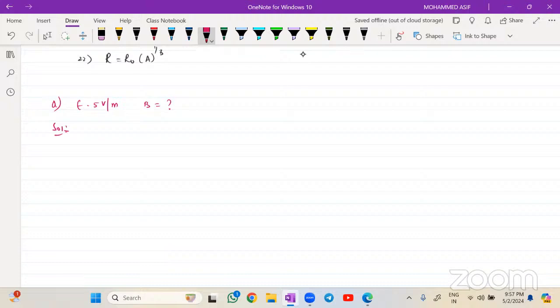Anyone? What answer are you getting? The electric field vector is given, and the magnetic field vector is asked. What is the option? Magnetic field vector is equal to electric field vector divided by speed of light. So it is 5 divided by 3 into 10 to the power of 8. Calculate 5 by 3, that will give me the answer.